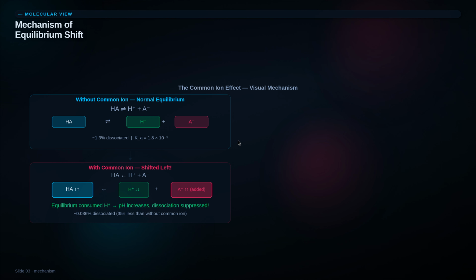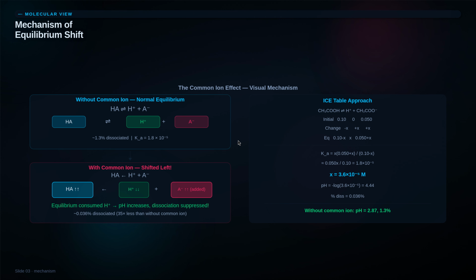Let us visualize the mechanism on a molecular level. In a 0.10 molar acetic acid solution, approximately 1.3% of the acid molecules are dissociated into H+ and acetate ions. The vast majority remain as undissociated CH3COOH. When we add sodium acetate, we introduce a high concentration of acetate ions into the solution.